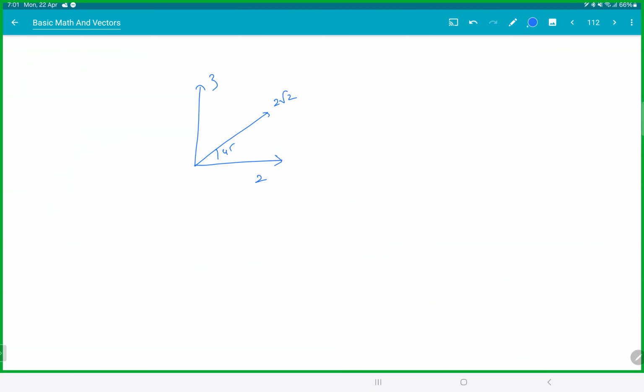We resolve them into components, isn't it? 2 root 2 can be written as 2 root 2 cos 45, 2 root 2 sin 45. So this becomes 2 plus 2 root 2 cos 45. This will become 3 plus 2 root 2 sin 45. This is I cap, this is J cap. That was easy, isn't it? Making sense? Vector resolution. That's it, nothing much.